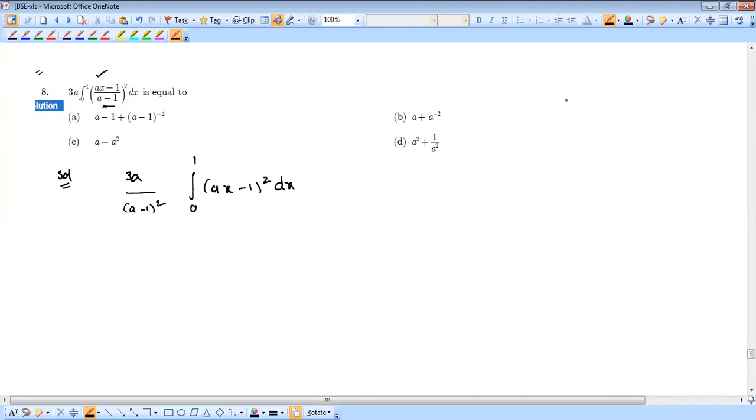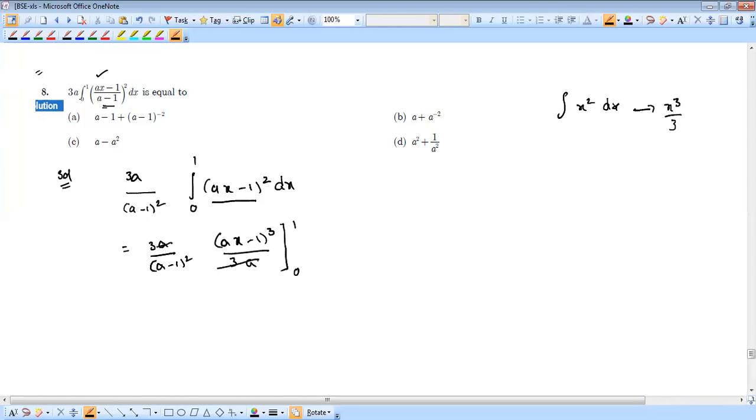Now it is looking like the integration of something x square dx. For x square dx, it is x cube by 3. Same thing here also: 3a into (a minus 1) whole square, (ax minus 1) whole cube by 3, and the coefficient of x is a, so divide by a, and the limits will be 0 to 1.